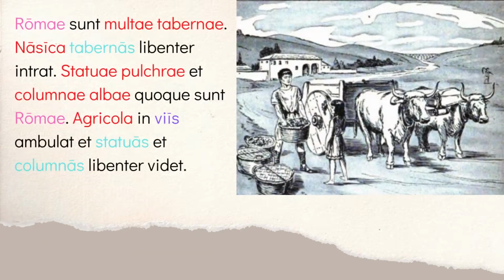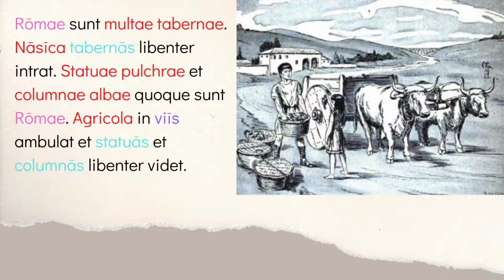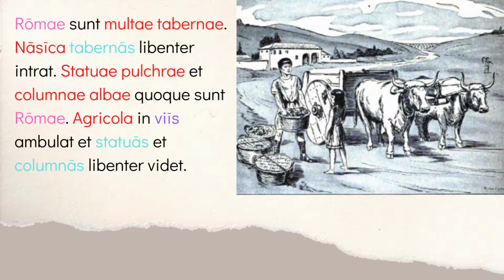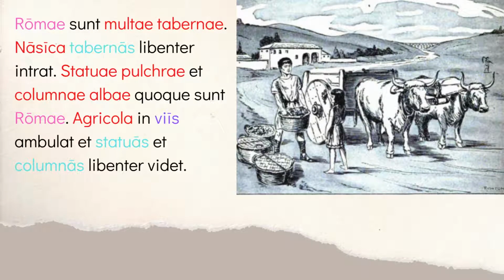Then we go on to the next paragraph, and this is the first part of paragraph 2. You have Romae sunt multae tabernae. So here we have our first instance of the locative.